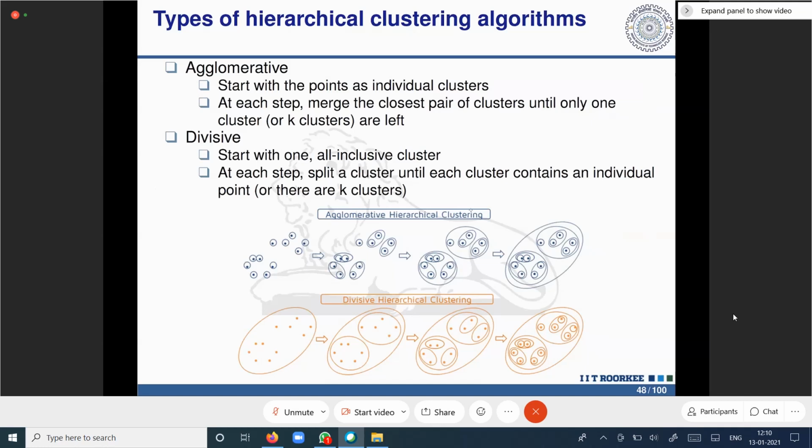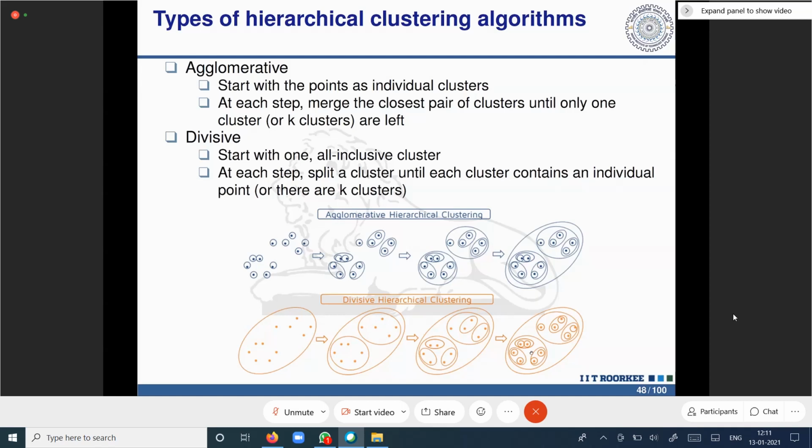And then we group together all these clusters to generate these two clusters, and then these two are combined again to form this one entire cluster. So this is agglomerative hierarchical clustering. The second one is the divisive algorithm. It starts with one all-inclusive cluster, and at each step splits a cluster until each cluster contains an individual point. So this is the opposite of agglomerative.